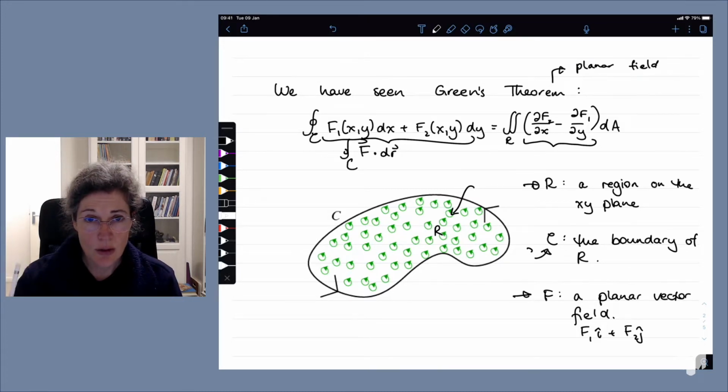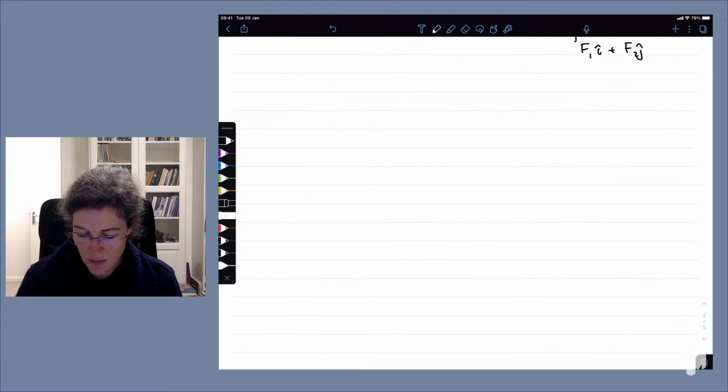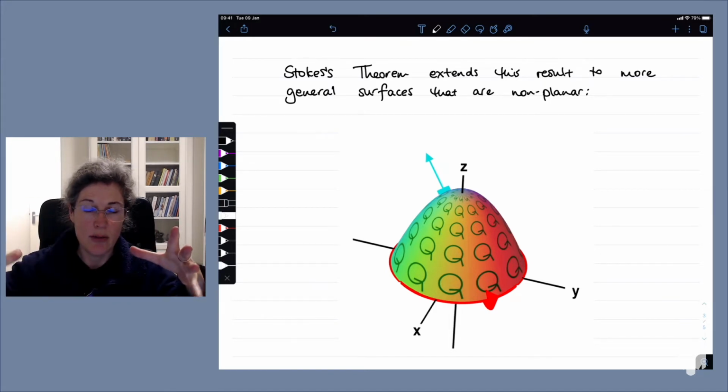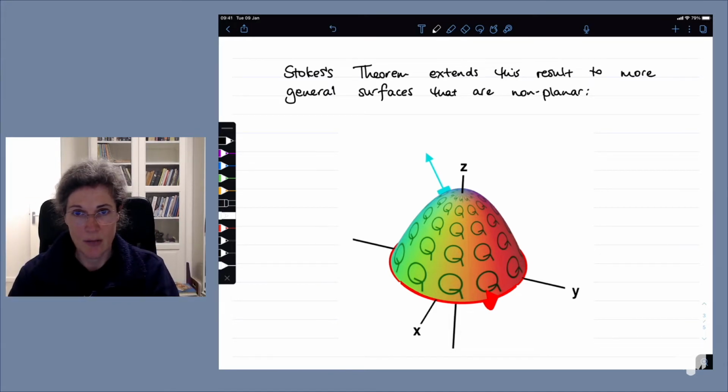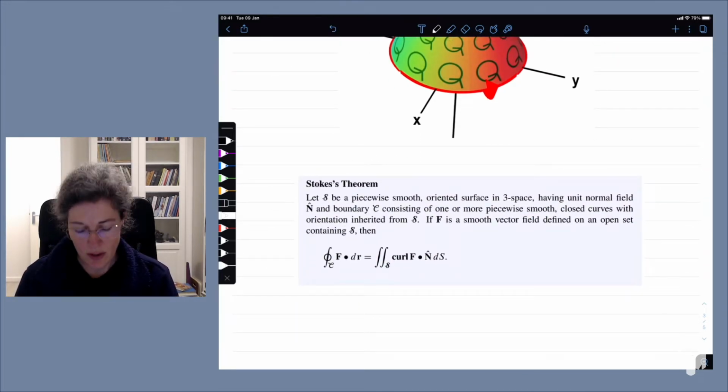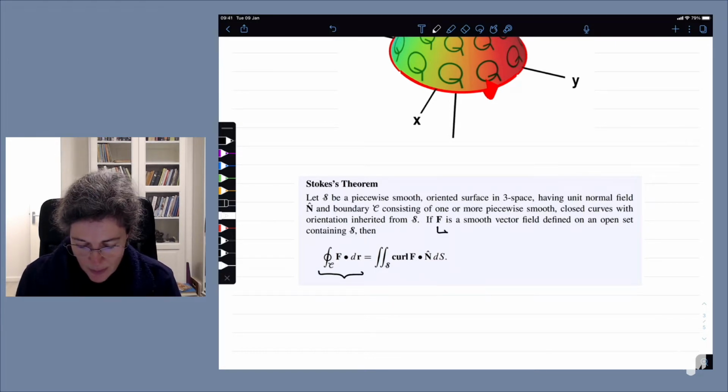And Stokes' theorem is an extension of that to a situation where you have some three-dimensional vector field and you have a surface which is lying anywhere in 3 dimensions, not necessarily flat on the plane. But it looks extremely similar to Green's theorem. So you have the same left-hand side here. Just now, remember that your F is usually a 3-dimensional field.